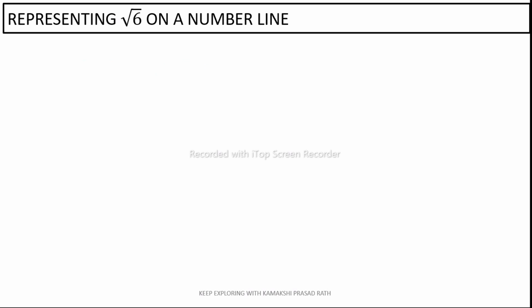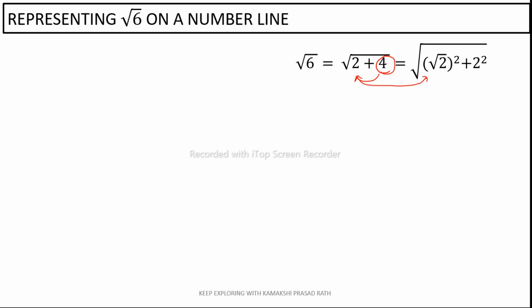Now root 6, let's see our calculation. Root 6 cannot be written as a sum of two square numbers. So we consider the nearest square number less than 6, which is 4. So we add 4 and 2, and we get 6. So 2 can be written as root 2 whole square, and 4 can be written as 2 square. So here it is clear, root 2 will be taken as the base and 2 will be taken as the perpendicular. Always remember that the irrational numbers will be taken as the base and the rational numbers will be taken as the perpendicular. Let's start the construction now.